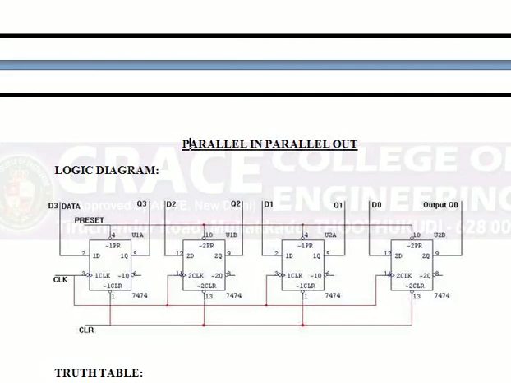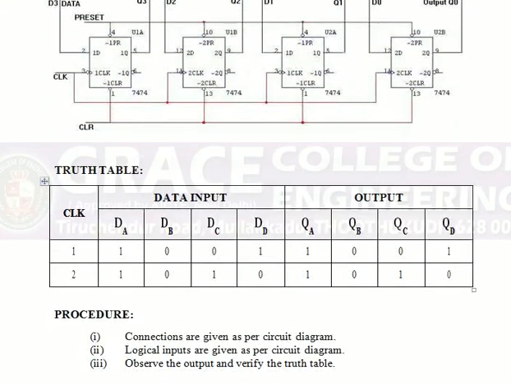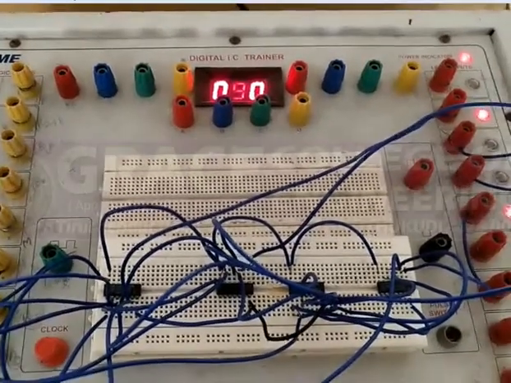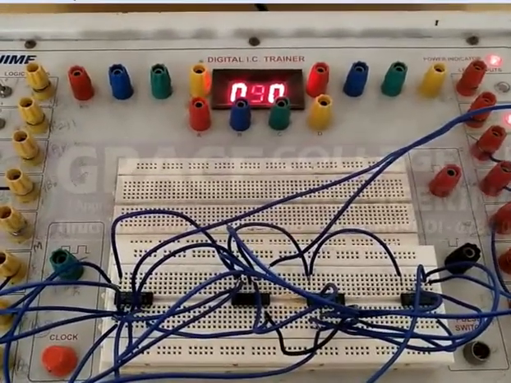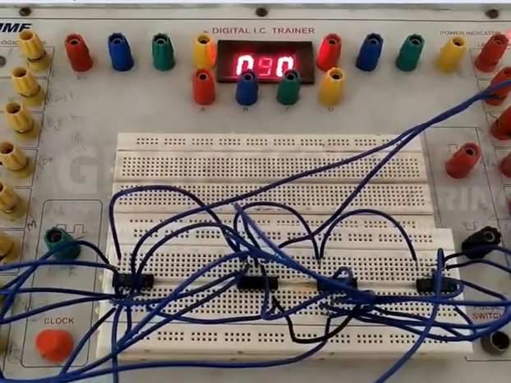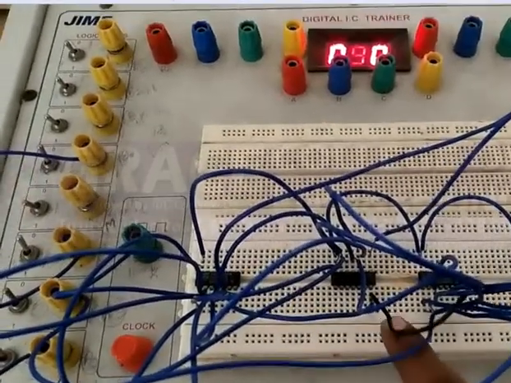Last one, parallel in, parallel out. This is the logic diagram of parallel in, parallel out. This is the truth table. Let us see the implementation of parallel in, parallel out using the digital IC trainer. According to the pin configuration, all the connections are given here.